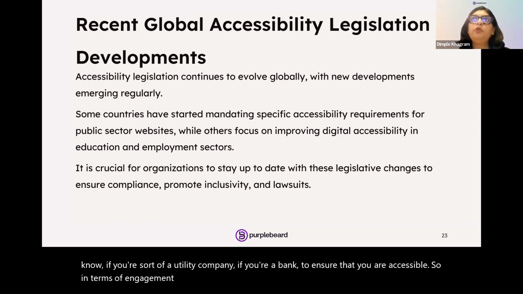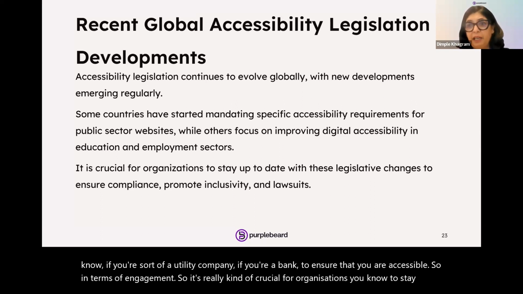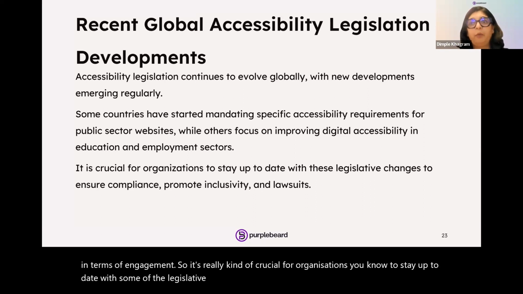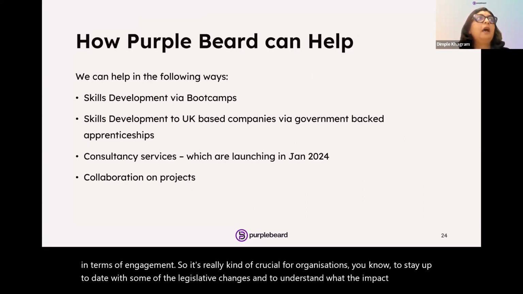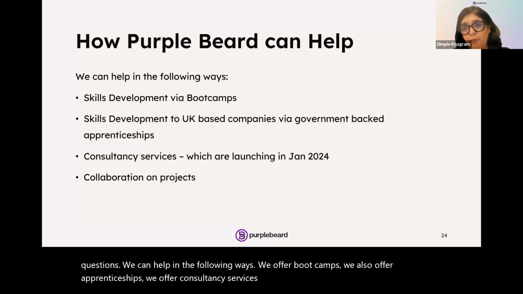It's crucial for organizations to stay up to date with legislative changes and to understand what the impact is on their business. We can help in the following ways. We offer boot camps. We also offer apprenticeships. We offer consultancy services as well as collaboration on projects.